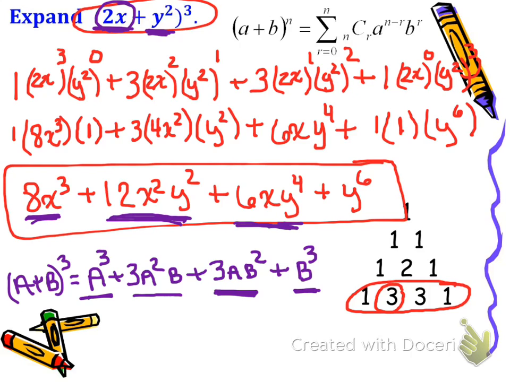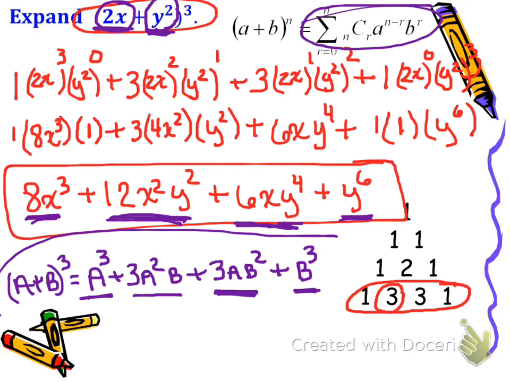Check it out. The last term, b is y squared, and when you cube y squared, that would give you y to the 6th. So it works. We can use the binomial theorem to expand this binomial, or we can use the pattern that we memorized. Okay. Now let's look at some that we don't have patterns memorized for.